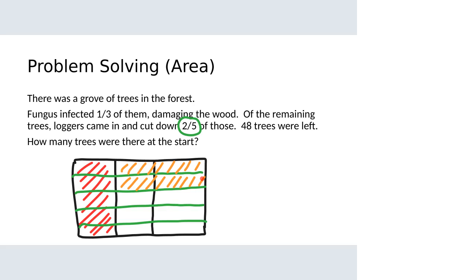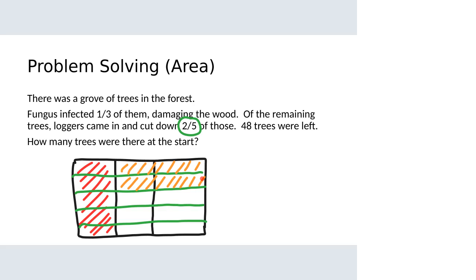Again, let me know if I do something that doesn't make sense. So I sectioned this off into thirds, and I shaded one of those thirds because that's the fungus infected. Then I cut it in fifths the other way. That's why I used a rectangle here, so I could cut it both directions. That's hard to do with a circle. And the loggers cut down 2/5, so I had to identify those 2/5. And now I have 48 trees remaining.